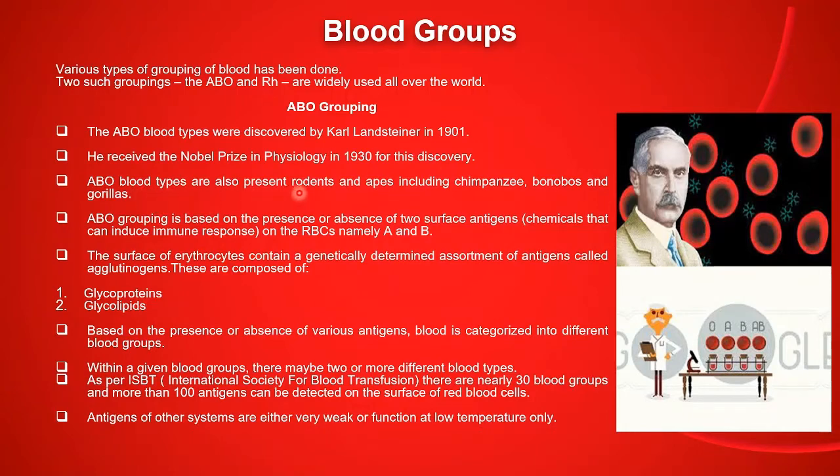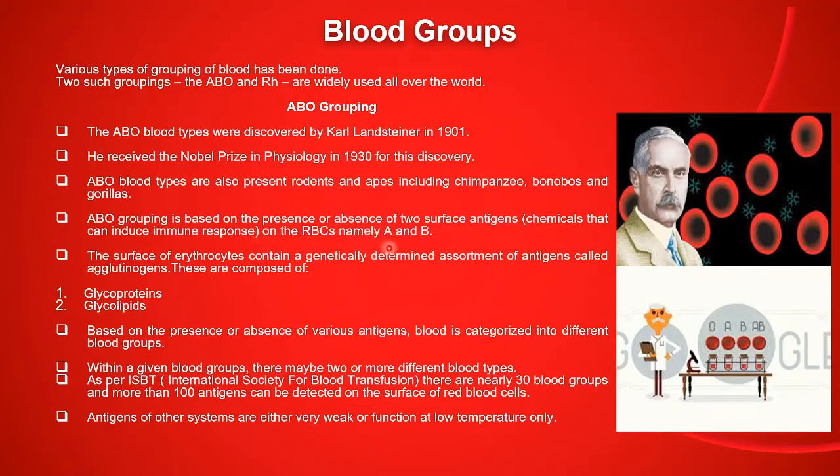ABO blood types are also present in rodents and apes, including chimpanzees, bonobos and gorillas. Now ABO blood grouping is based on the presence or absence of two surface antigens. So what are antigens? Antigens are chemicals that can induce an immune response. This antigen could be any protein, any chemical substance, any toxin, any parasite, any pathogen, and it will initiate the immune response in the body.